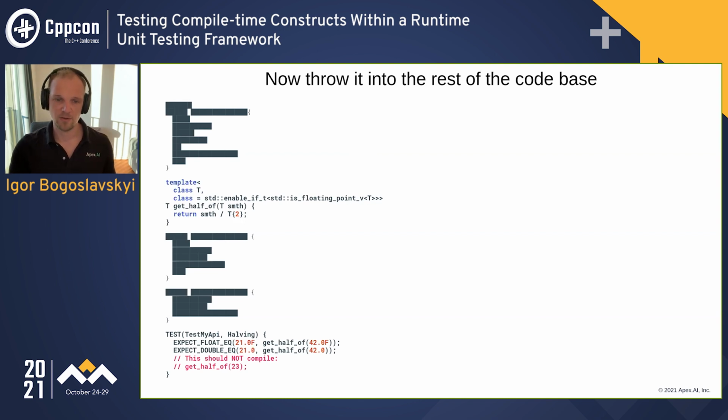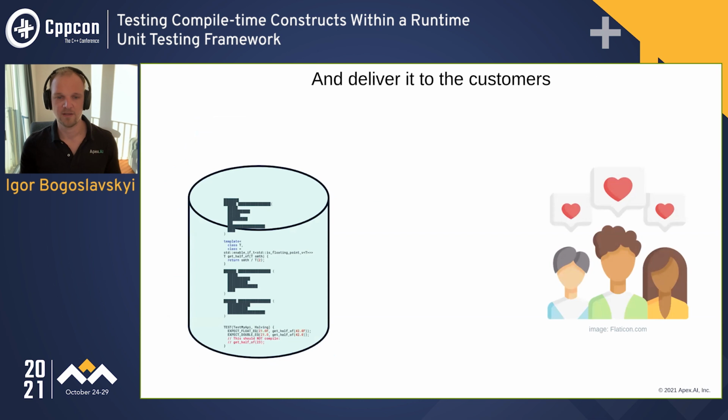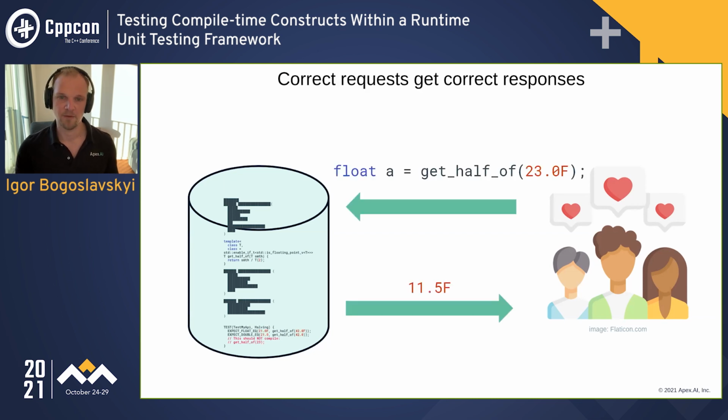So we throw it into the code base, we pack it into the customer instance, and we deliver it to the customers. And the customers generally like us, so they are happy about the new delivery. So they start using the instance that we've just provided them with. And basically what they want is to use this new function that we added.